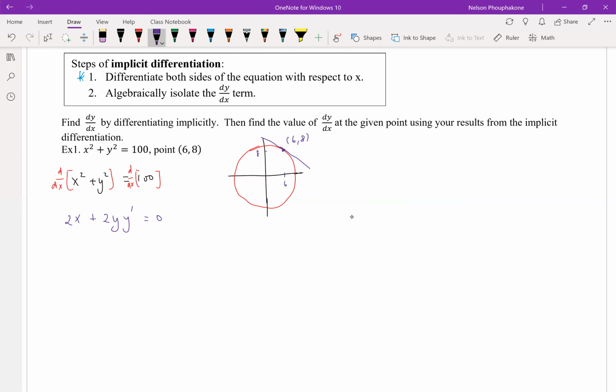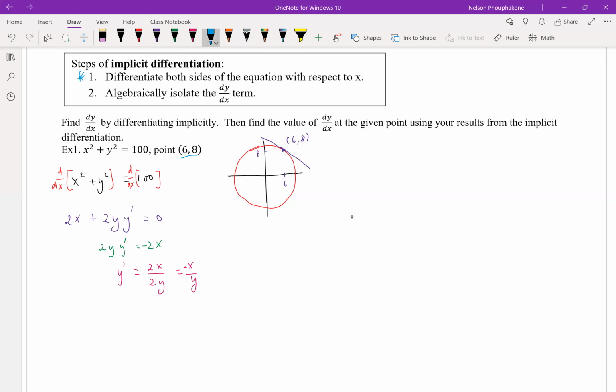Step number 2 is we would like to solve for dy/dx, which is y prime. So I will have 2y y prime equals negative 2x, and y prime will be negative 2x over 2y, which is negative x over y. I have to be really careful about the sign.